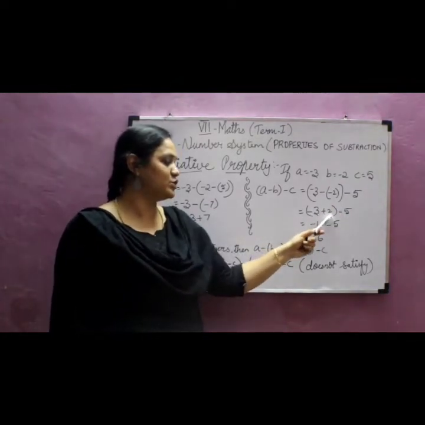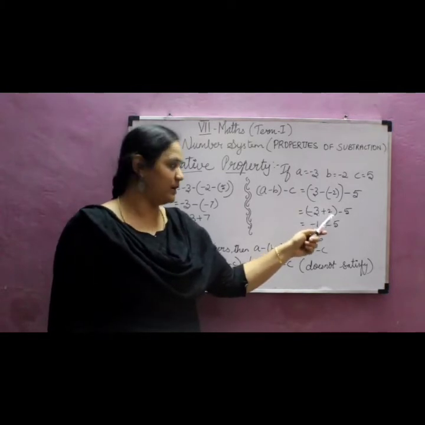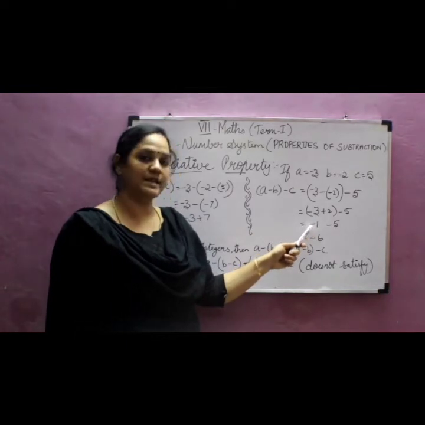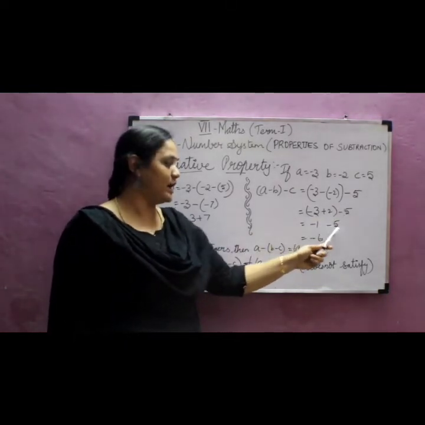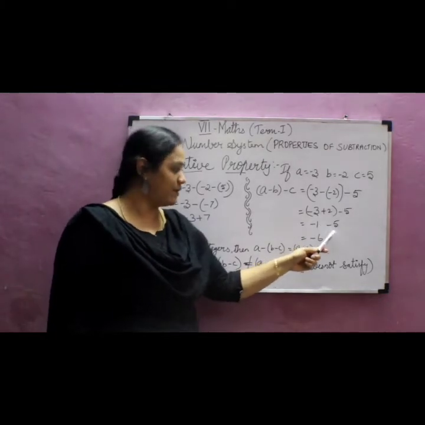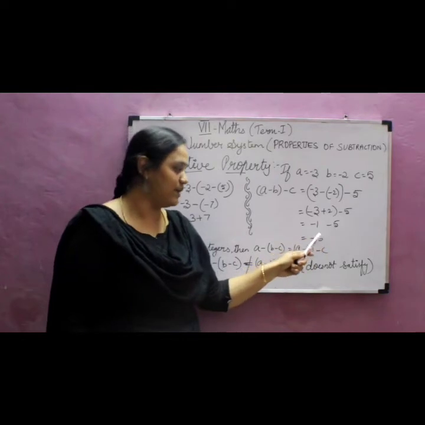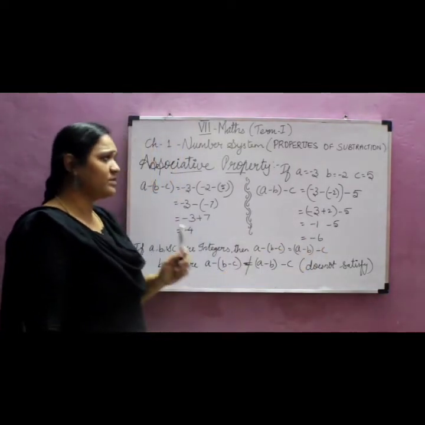So minus 3 plus 2. Here we have different signs, so we subtract 3 and 2. The answer is 1, and the greatest number's sign is minus. So minus 1, and here minus 5. Both have the same sign here, so we have to add. Adding, I got 6, and the greatest number's sign is minus. So I got the answer as minus 6 here.